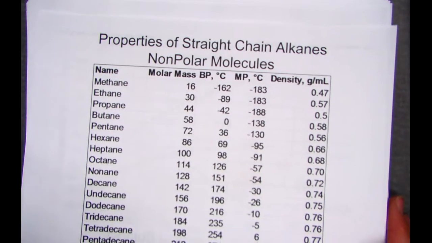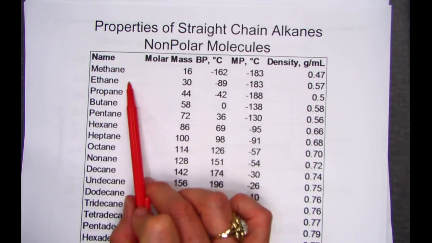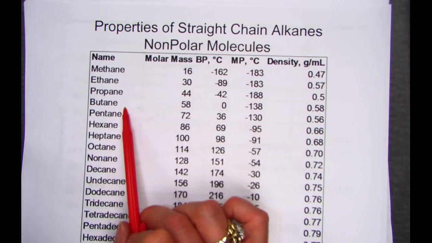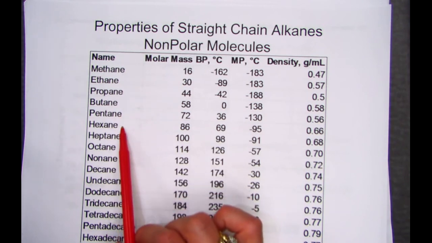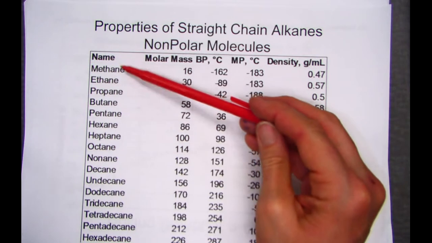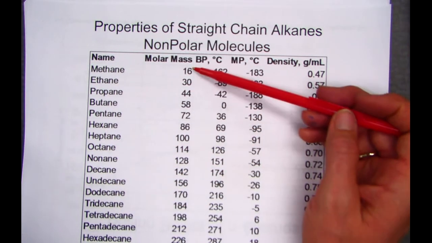Properties of straight chain alkanes. 1 carbon in methane, 2 carbons in ethane, 3 carbons in propane, 4 carbons in butane, 5 in pentane, 6, 7, 8, 9, 10, 11, 12, 13, 14, 15, 16. One carbon is being added each time to the hydrocarbon chain. What we notice is a trend.